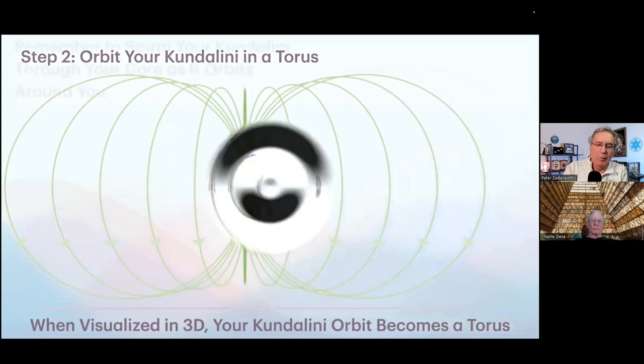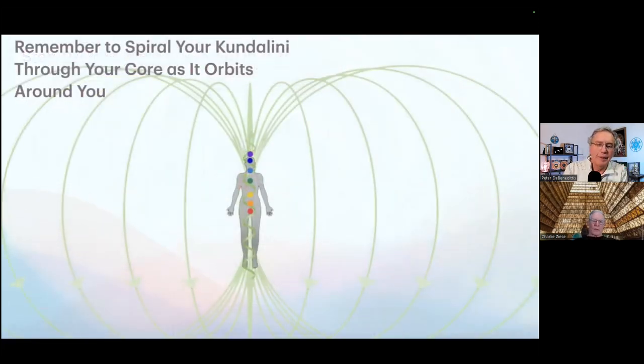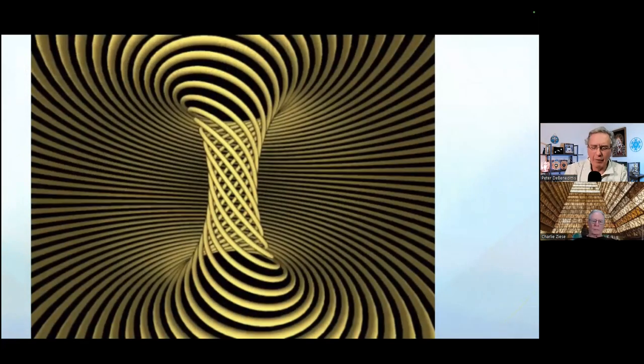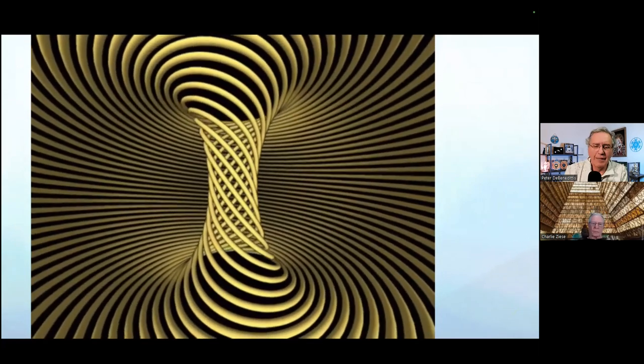Okay. So remember, as it goes through you, it's spiraling. So it's not just you're focusing on the attention on the outside of the donut coming around through you, but it's the spiral. So here's an example of the kundalini spiraling up, then going around in the torus and through you. Okay. So now here's that spiral we're talking about. Just look at that for a second.